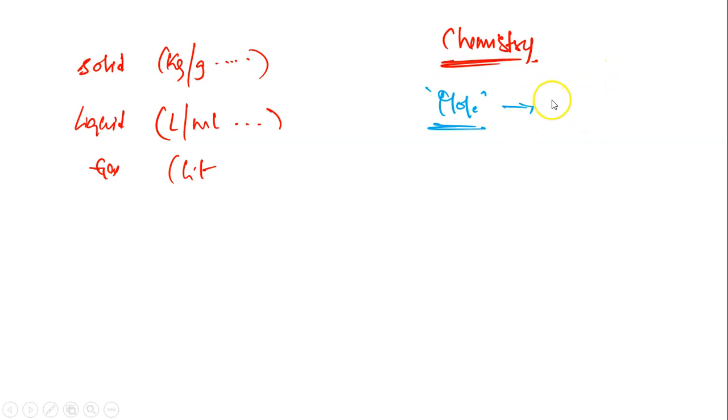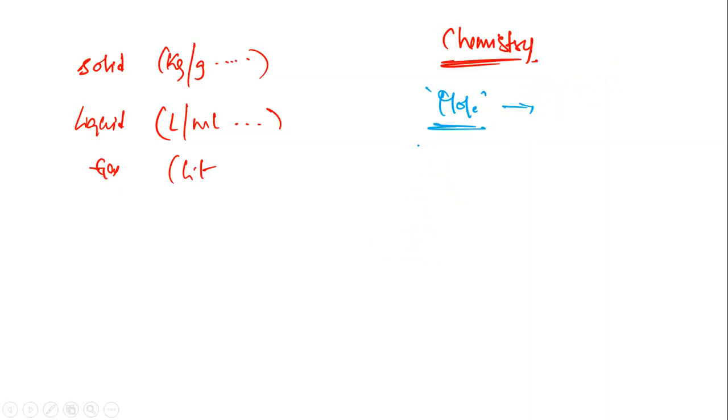1 mole means 6.023 into 10 power 23 entities. Now what's that? See, it's like, what's 1 dozen? 1 dozen is 12 units. What's 2 dozens? 24 units, right? So when I say 1 dozen, 2 dozen, I'm referring to some numbers, right? Similarly, when I say 1 mole, I'm referring to 6.023 into 10 power 23 units.